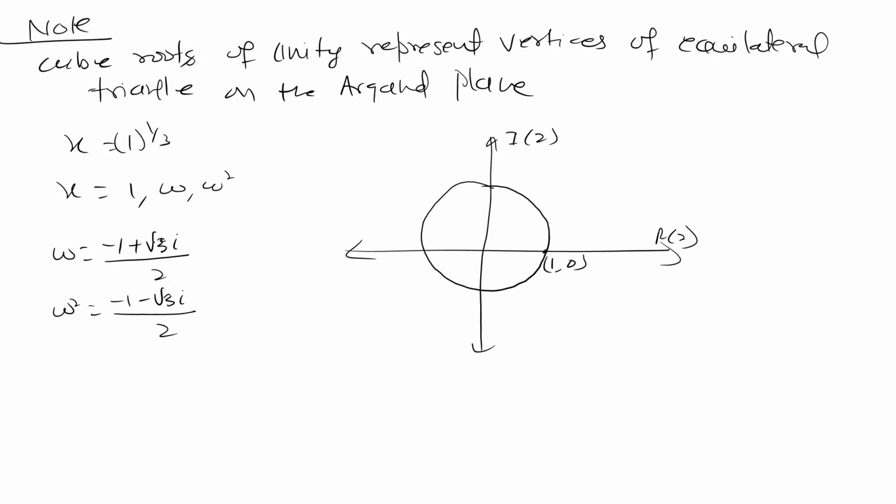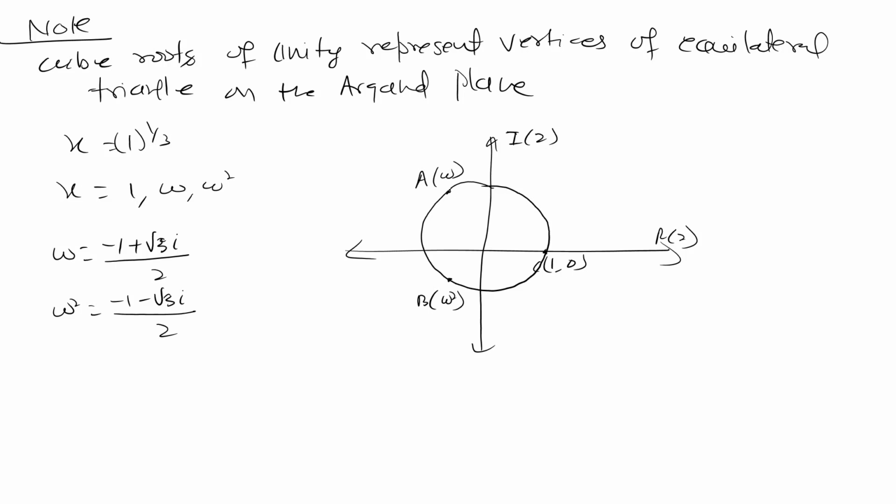So the second one is minus 1 plus root 3 iota by 2. So this is in the second quadrant. Suppose that A is in the second quadrant, that is omega, and this one, omega square, is in the third quadrant, right? So here is omega square, that is B, because both are negative. So minus 1 minus root 3 iota by 2, and the last one is 1 comma 0, that is 1. So 1 lies on the x-axis, that is the real axis.